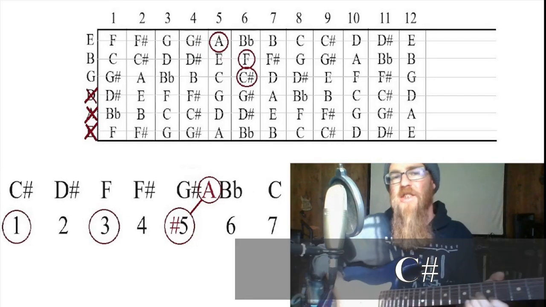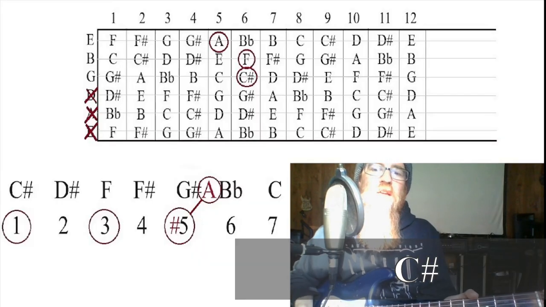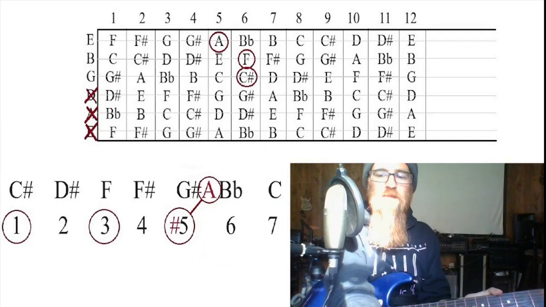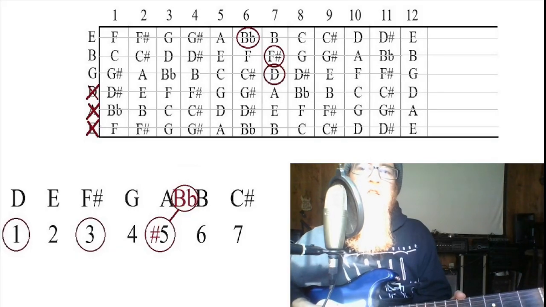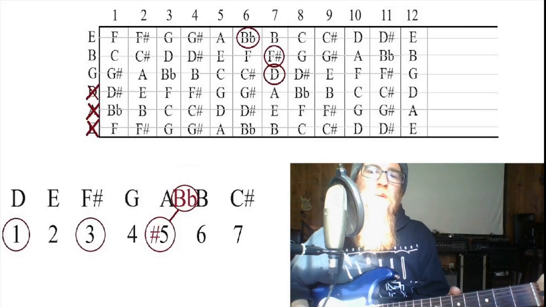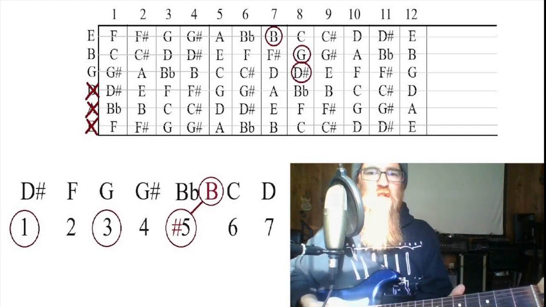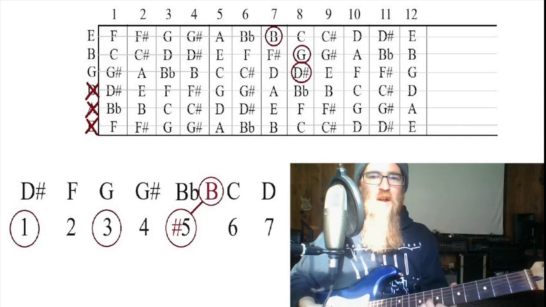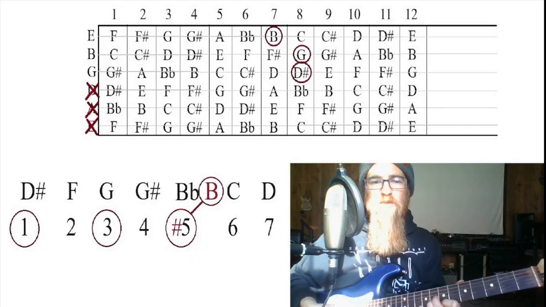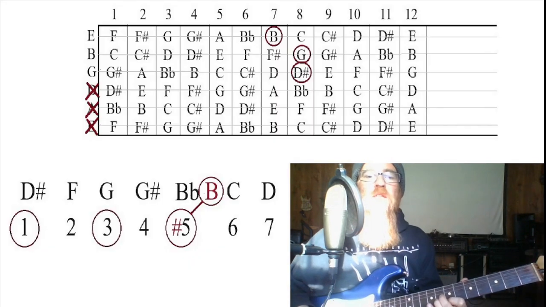And then C sharp augmented is C, F, and A. D augmented is D, F sharp, and B. And finally, D sharp augmented on the 8th fret, A minor formation with the last three strings, is D sharp, G, and B.